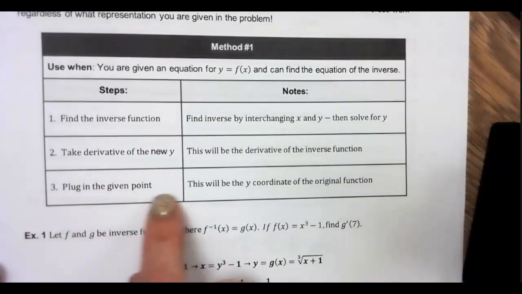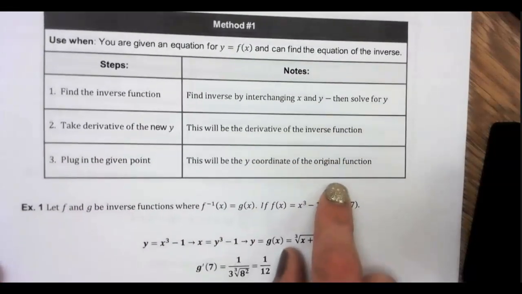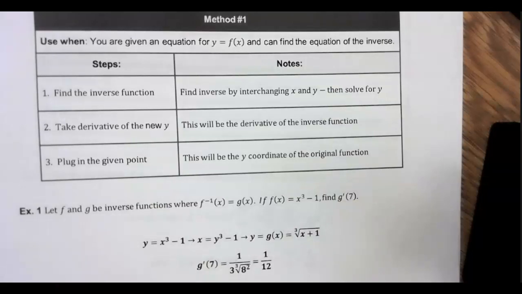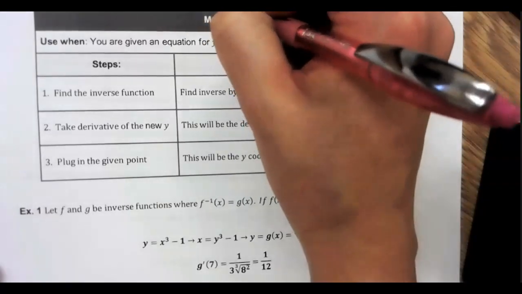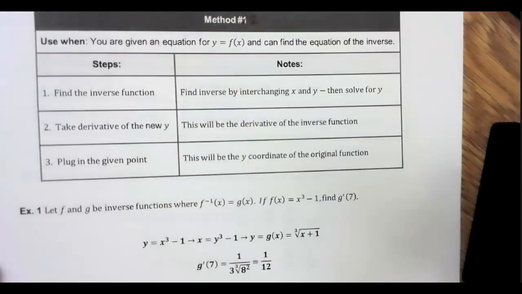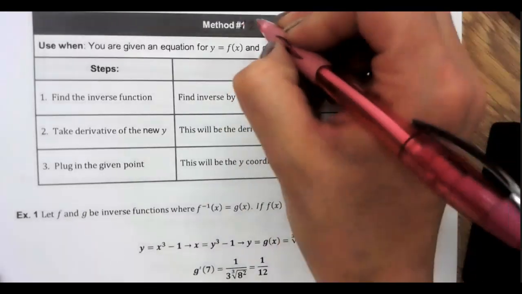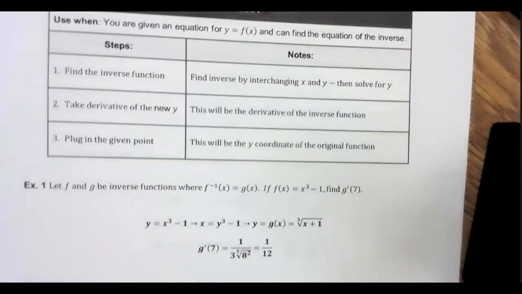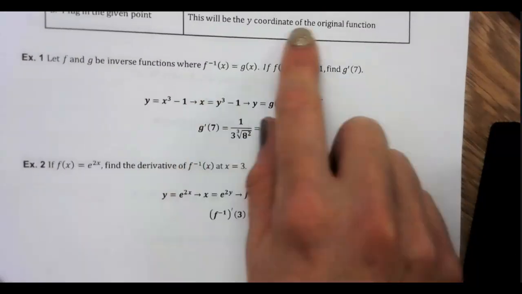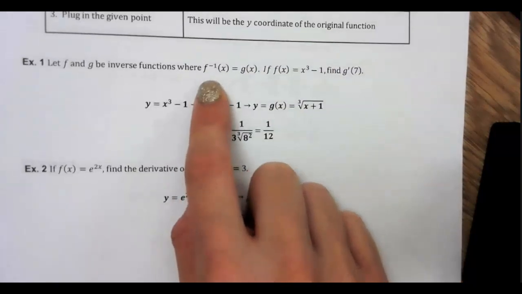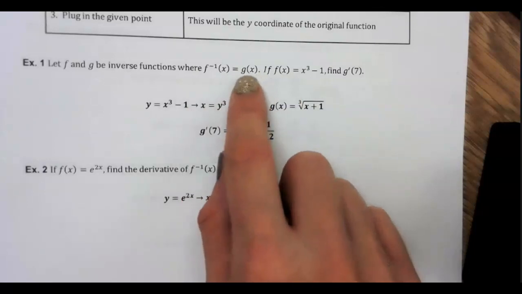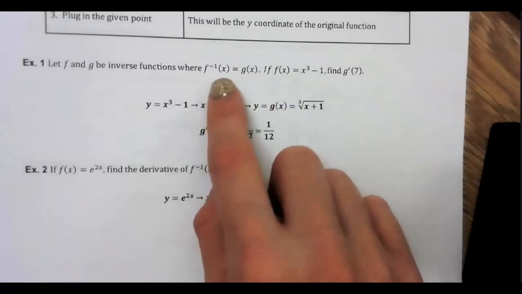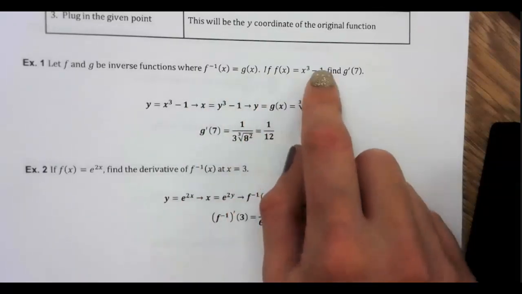You're plugging in the x value because that functions as the y value, because in the inverses, domain and range switch. In our notes, I actually did this method second. So in our notes, this is kind of like method number 2. So if you were given, let's say, for example, g of x and f of x, where g represents the inverse of f.